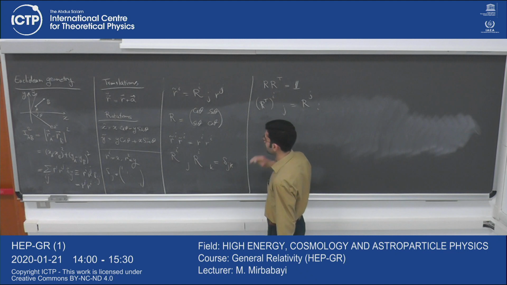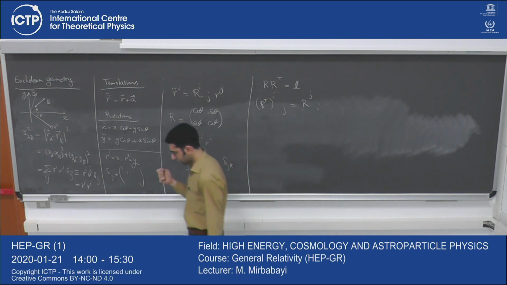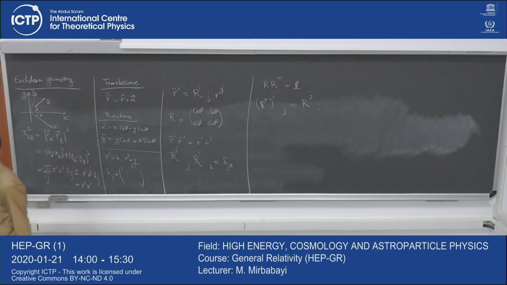So here we are talking about rotations. Rotations are actually continuous, right? There is an angle here which is just a real variable. I can continuously go from zero rotation, which is an identity, and continuously increase the rotation angle. So these are called continuous groups or Lie groups.